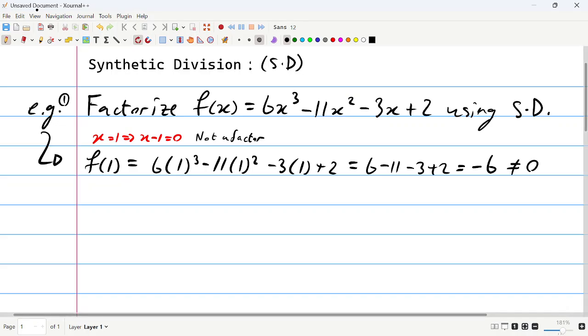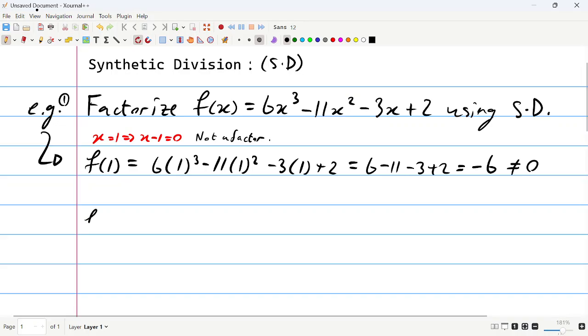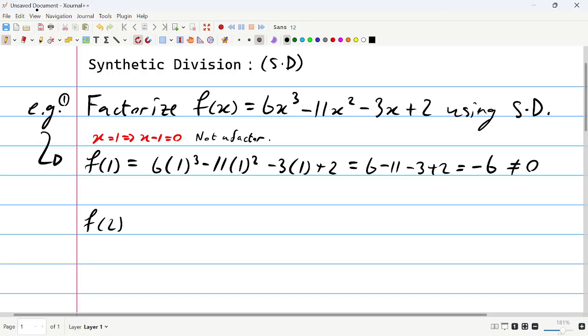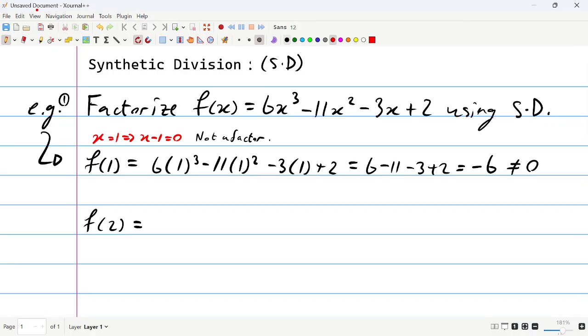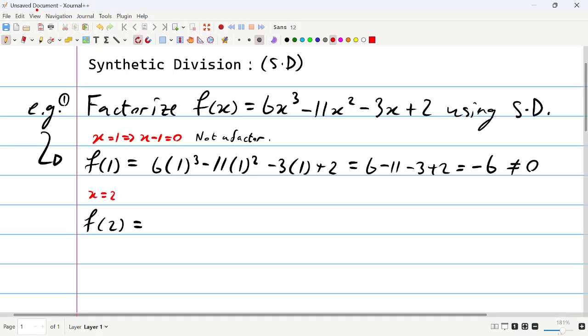So let's move on to another one. Let's use f of 2. We just go up one by one. This implies that if we have x equals 2, we're going to have x minus 2 equals 0, because all we're doing is taking the 2 over to the other side. And then this would be what we are dividing the function by.